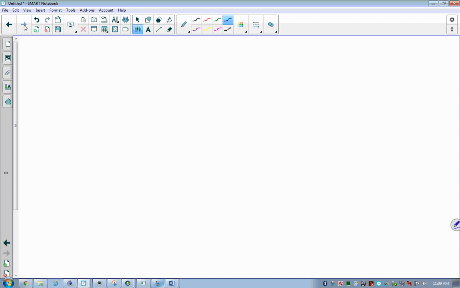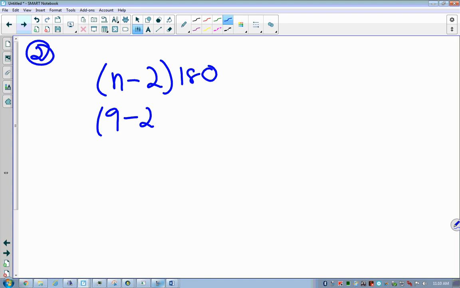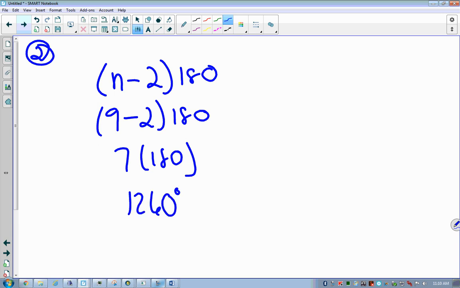We're going back to number 2. Find the sum of the measures of the interior angles and the sum of the measures of the exterior angles of a regular nonagon. So the sum of the interior angles is written as n minus 2 times 180. If it's a nonagon, we're doing 9 minus 2 times 180, or 7 times 180, which is 1260 degrees. What's 7 times 180? It is that. So this is the sum of the interior angles of a regular polygon.